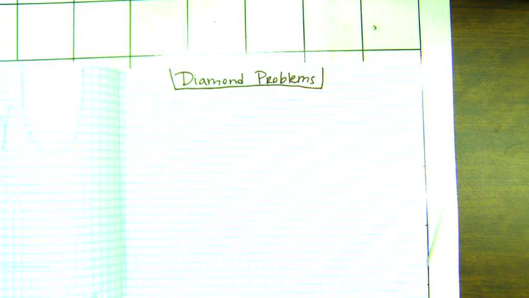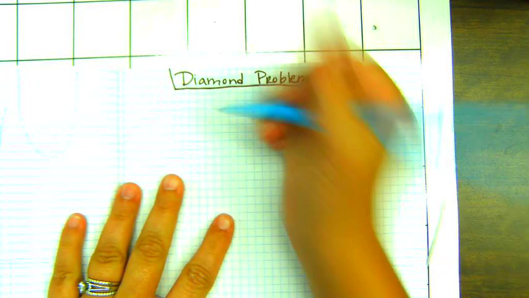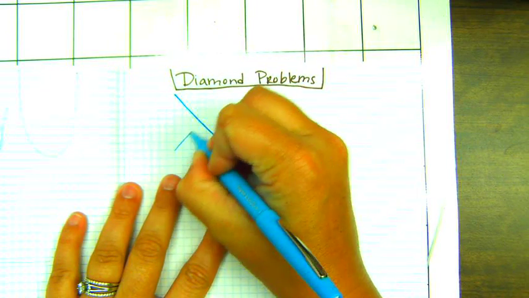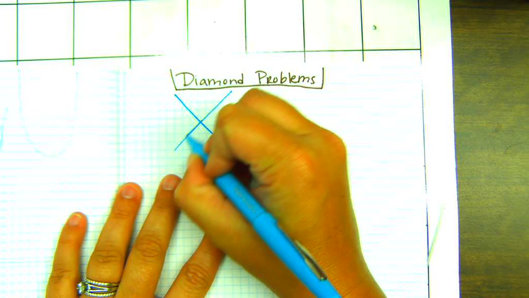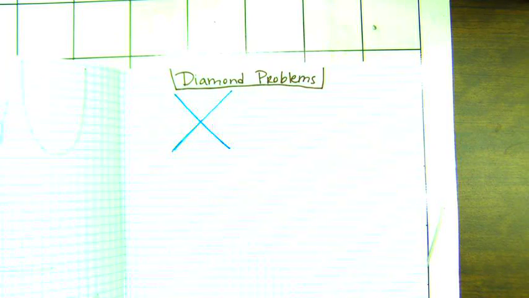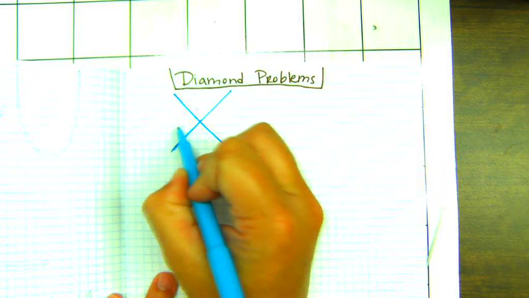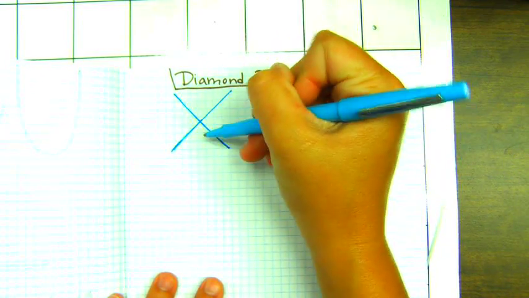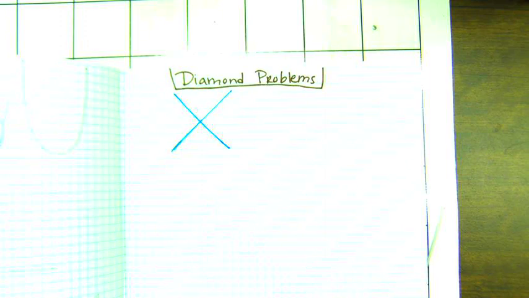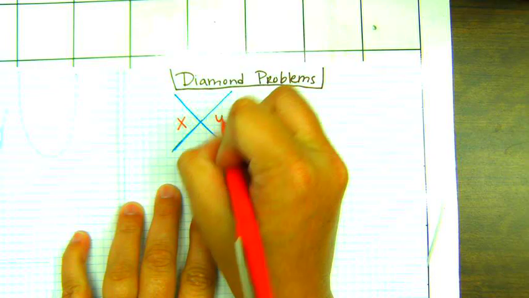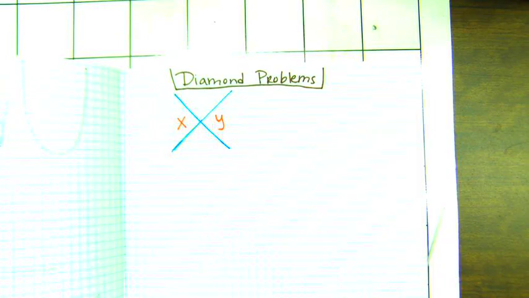So what is a diamond problem? Well, we have a diamond or a cross, whatever you want to call it, like that. And generally speaking, you're going to have either 2 numbers here or 2 numbers here, depending on what the missing pieces are. Okay, so let's pretend like our numbers on the sides are x and y.